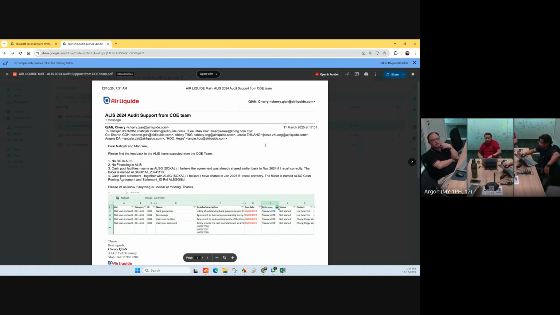Yeah, that's the purpose. Because we need to put in that document, and both sides, the COE and the GBS, need to sign off to say that we have completed this. That's why we need to put it clearly on the document.